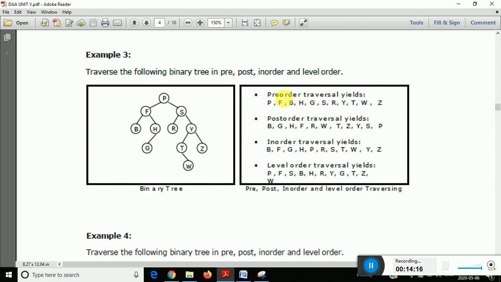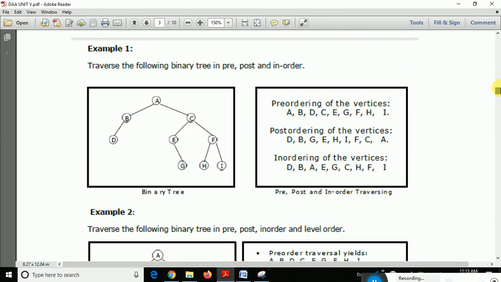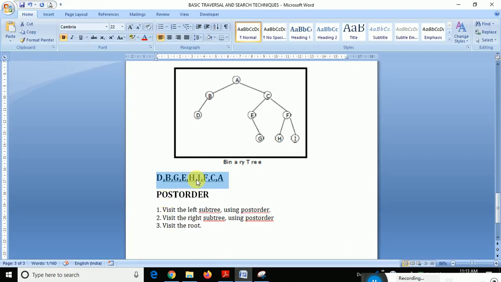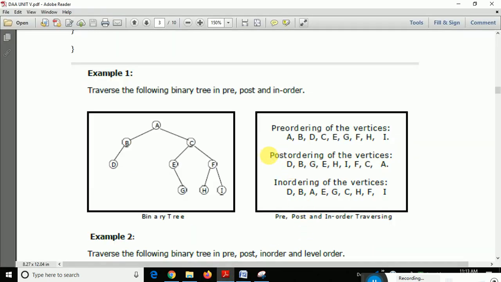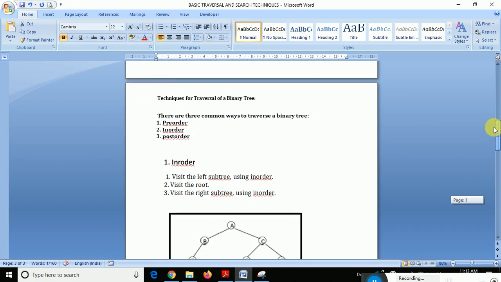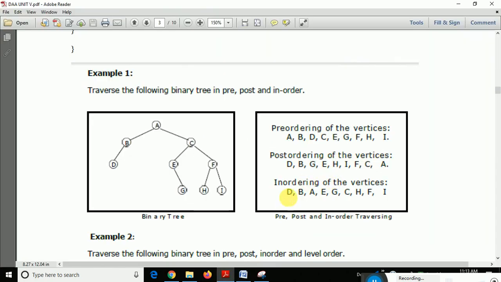So next, pre, post or in order is a little bit confusing. So I hope you understood all this. And what I have solved is the same as this. I'll just show you D, B, G, E, H, I, F, C, A. Okay, so here see, post order it is D, B, G, E, H, I, F, C, A. That is correct. Next, in order, we'll check in order. What is that? D, B, A, E, G, C, H, F, I. Here D, B, A, E, G, C, H, F, I. We got the same answer.